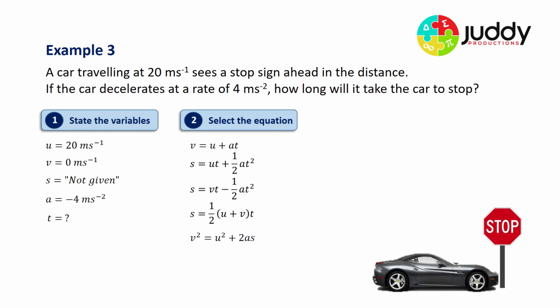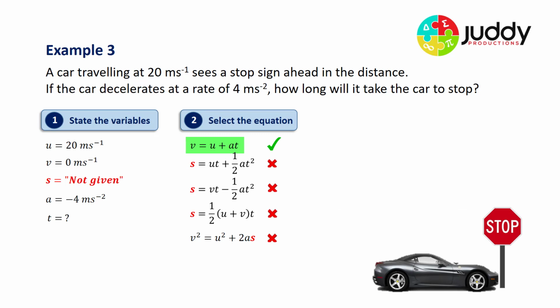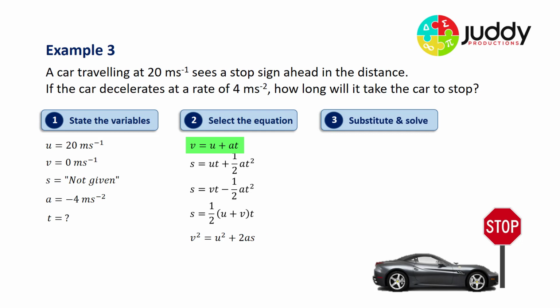Here's our 5 equations. Can you select the appropriate equation? Once again, only one equation doesn't include the variable s for displacement. And it's the top one, v equals u plus at. All the other 4 remaining equations of constant acceleration have the variable s in them, and therefore can't be used. So let's substitute our values and solve. V equals u plus at was our chosen equation. The final velocity was 0. The initial velocity was 20.